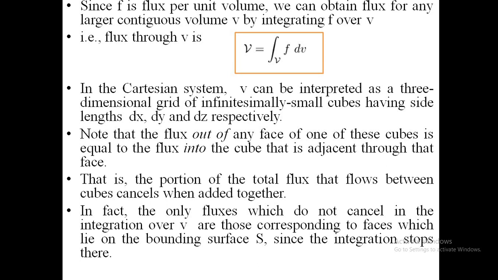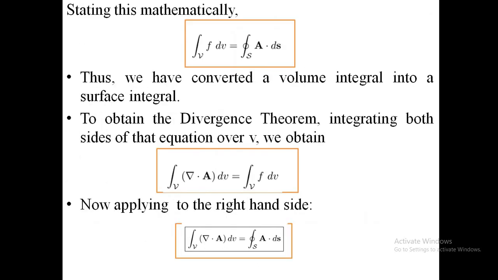In fact, the only fluxes which do not cancel in the integration over V are those corresponding to the faces which lie on the bounding surface, since the integration stops there. Stating this mathematically, we get the volume integral over F dV is equal to a closed surface integral over A dot ds. Thus, we have converted a volume integral into a surface integral.